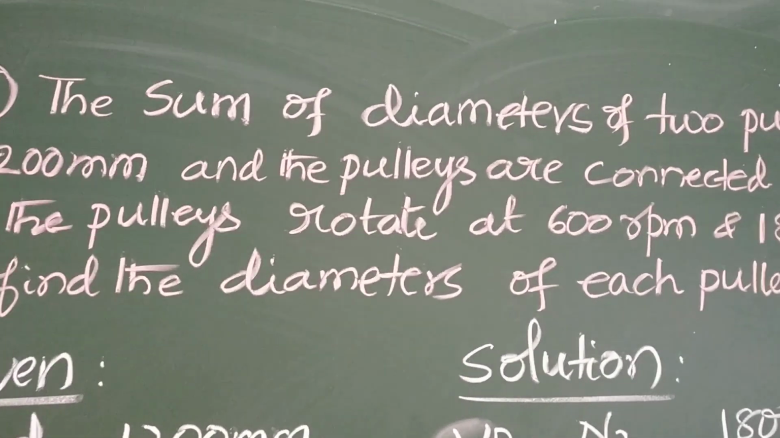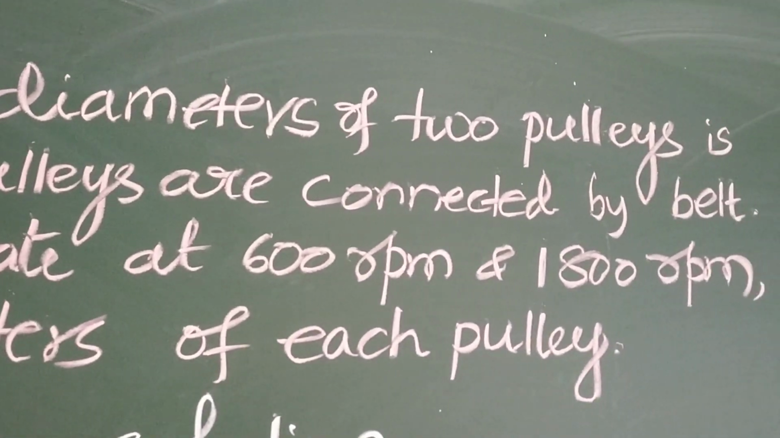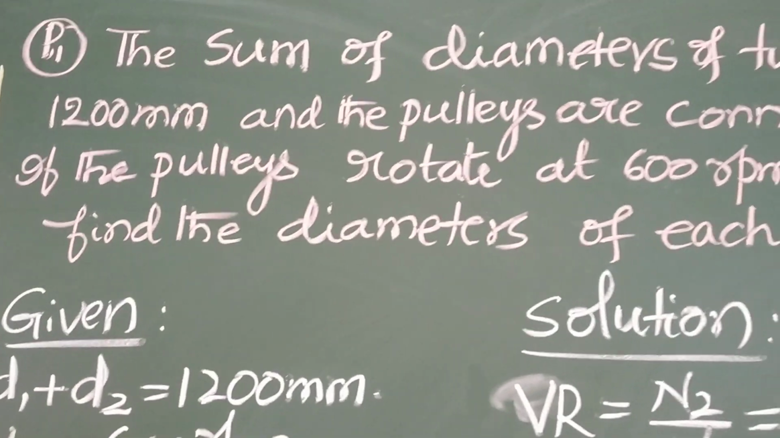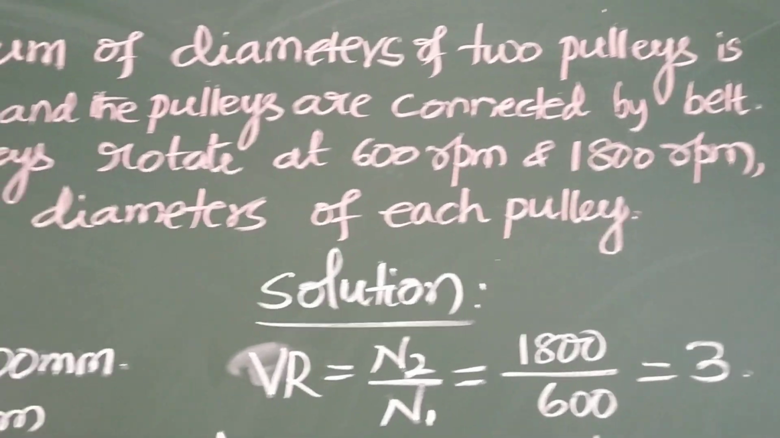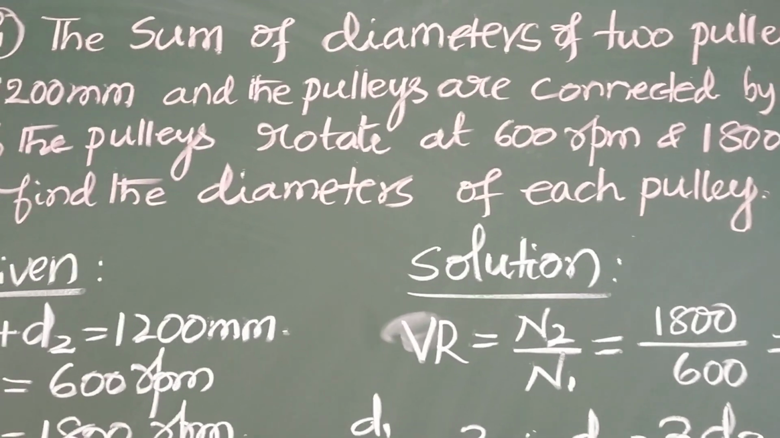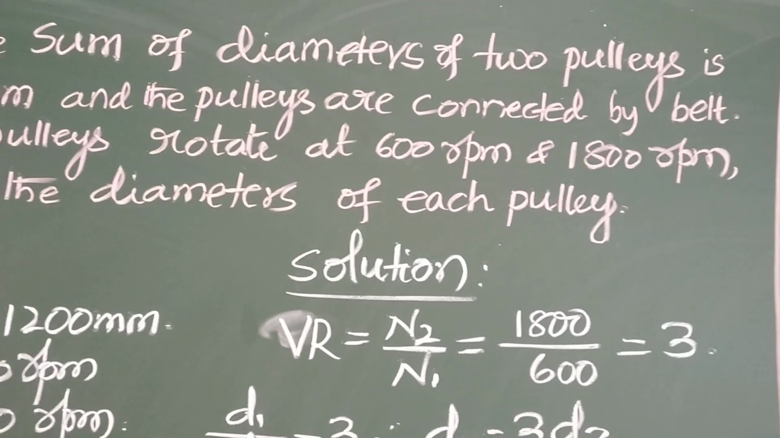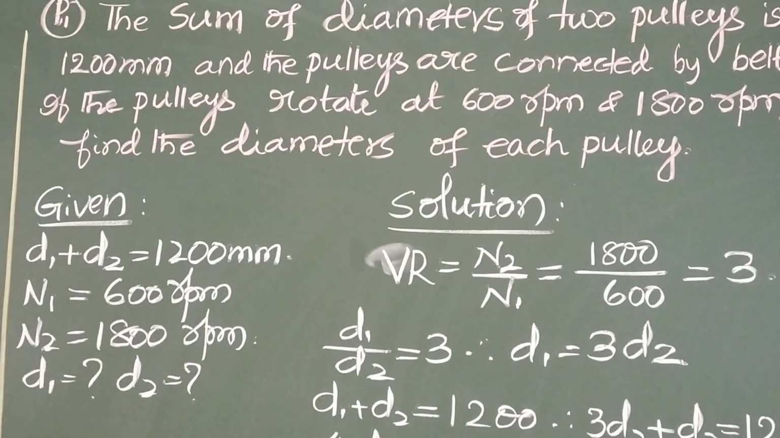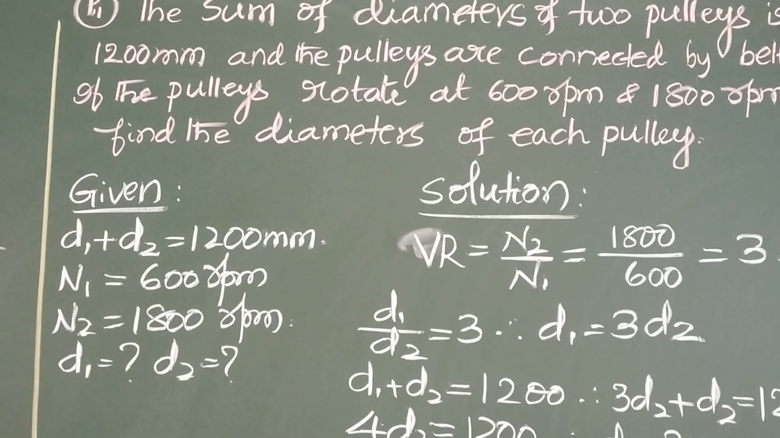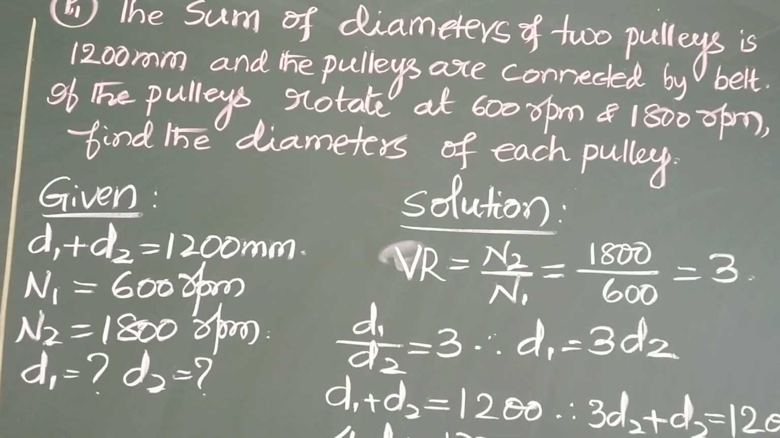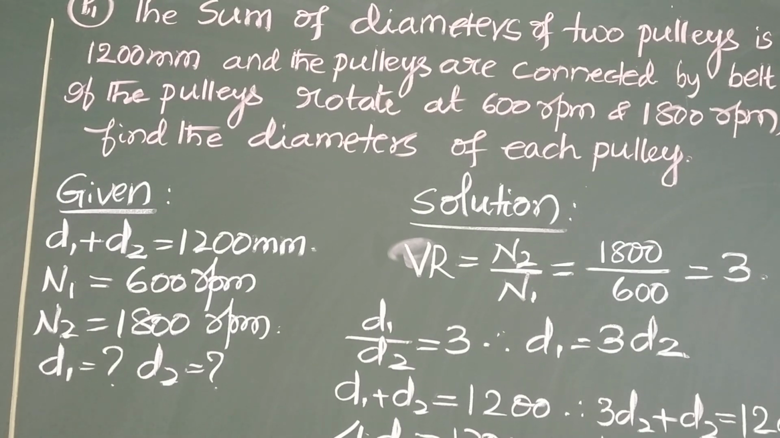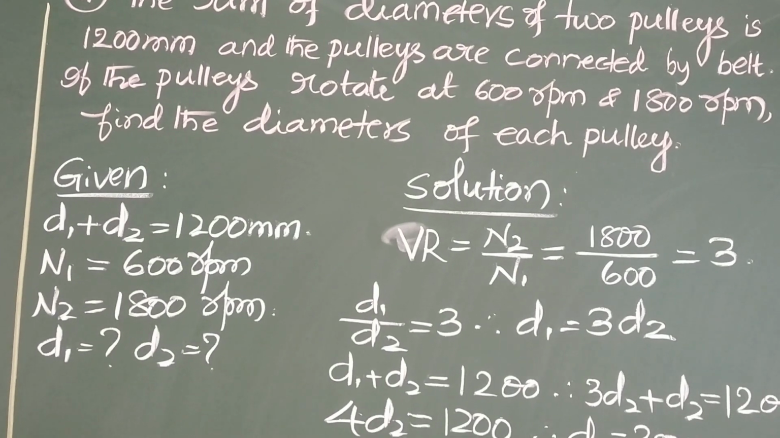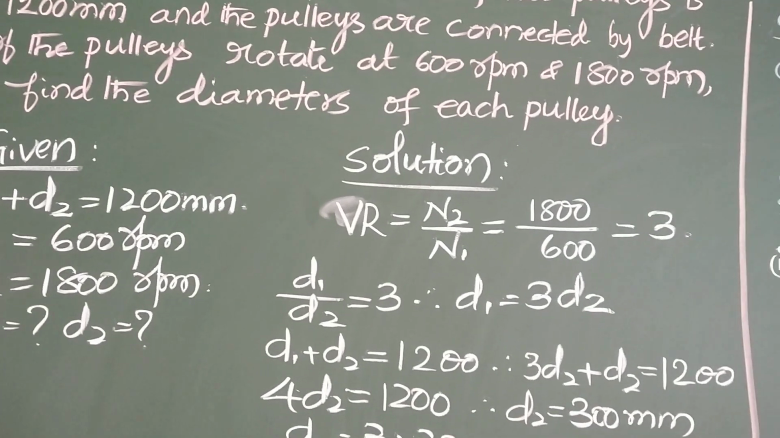The first problem: the sum of diameters of two pulleys is 1200 mm and the pulleys are connected by a belt. If the pulleys rotate at 600 rpm and 1800 rpm respectively, find the diameters of each pulley. What is given? In the problem statement, the sum of diameters means D1 plus D2 is 1200 mm, N1 is 600 rpm, N2 is 1800 rpm. You need to find the values of D1 and D2. Let's go to the solution.